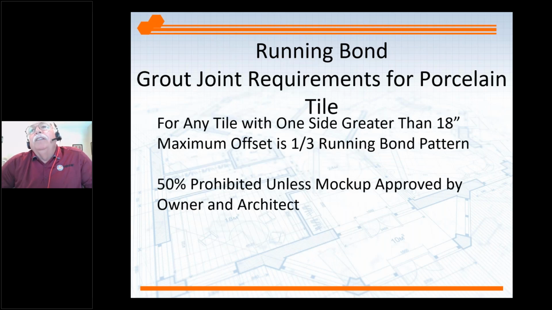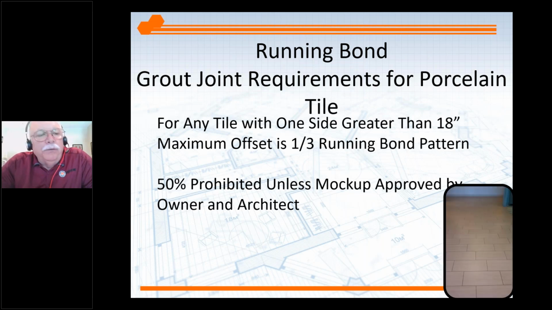So we have to remember that as we get into these 12 by 24s, 24 by 48s, when they manufacture these, generally there is a slight bow in them. And so the middle part of that tile will be a little bit higher than the ends. And if you try to do a 50% offset, you're putting the lowest part of the tile next to the highest part of the tile, causing lippage. Generally, the 50% is prohibited unless you get a mock-up approved by the owner and the architect on these installations. Generally, we're looking at a third offset on these patterns.